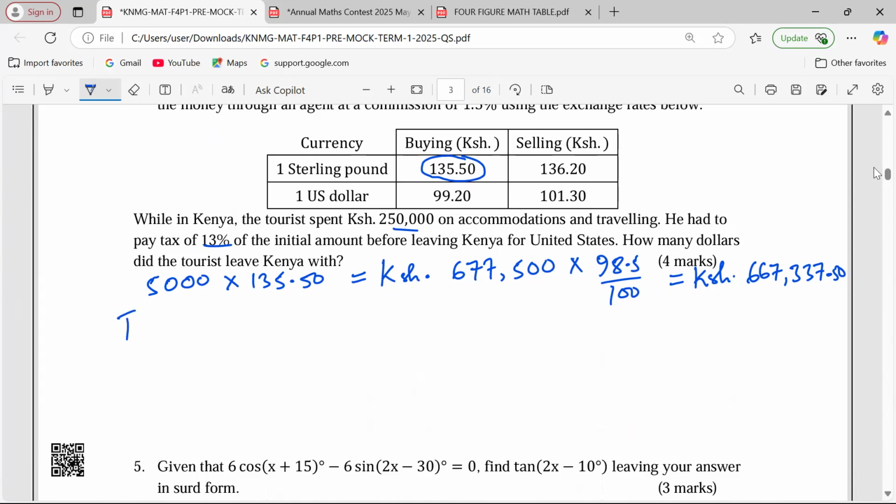So tax. So after tax, let's get the tax. What tax? What amount of tax did he pay? 13% of the whole amount that he is having. Yeah, 13%.